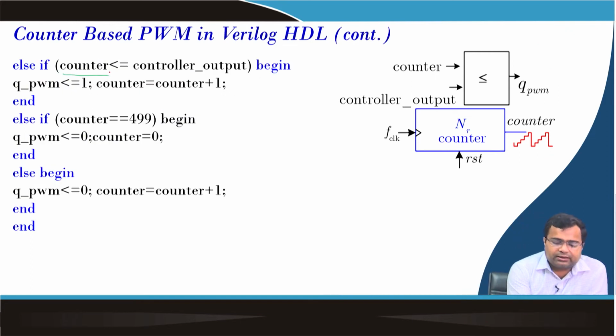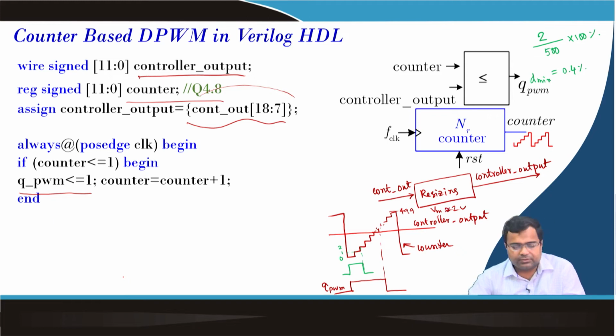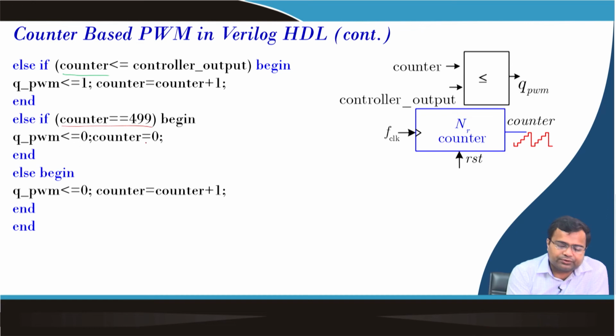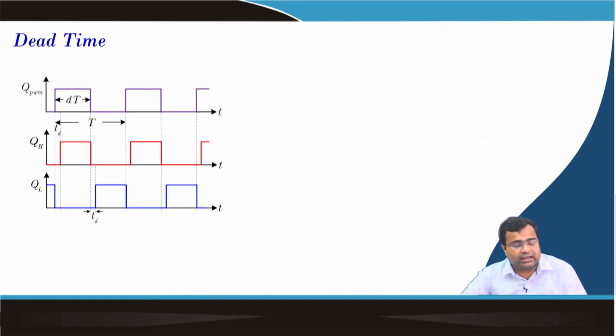So, up to this point it is high, when it is equal to 499, that is the reset condition. So, this is 499 and this corresponds to 2 volt. Then roughly 2 volt, approximately I would say approximately 2 volt, then it will set to 0, the counter will reset, and else that means when it goes above, the PWM output is 0 and the counter will keep on incrementing. So, this is the Verilog code, and the dead time.